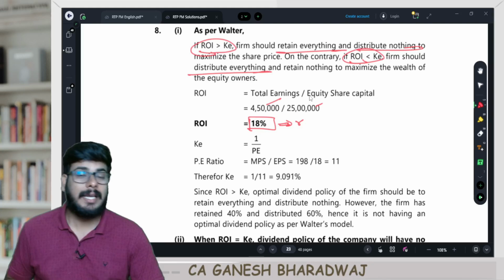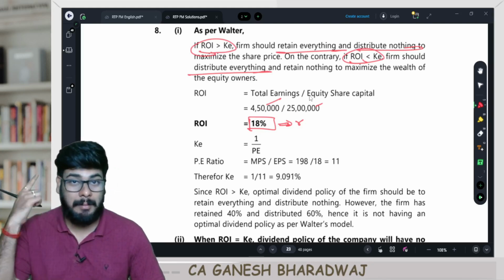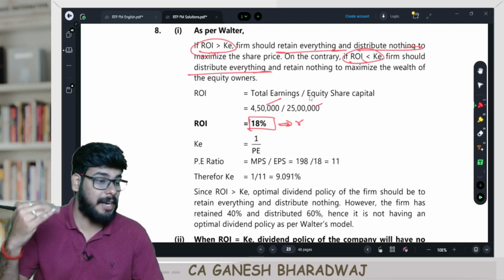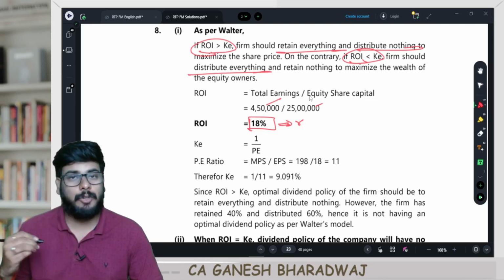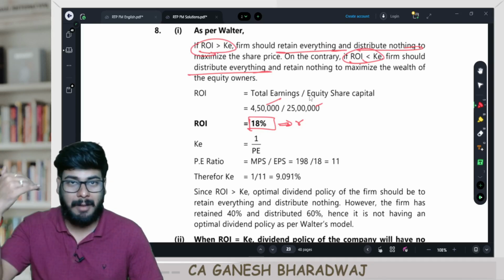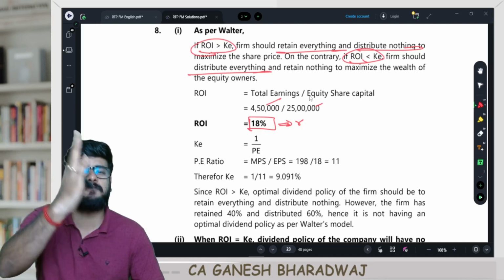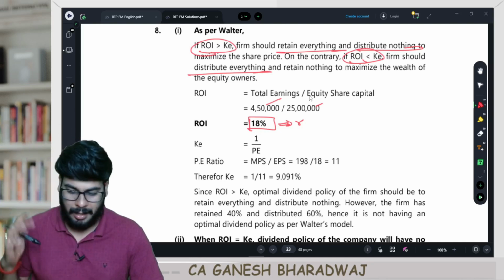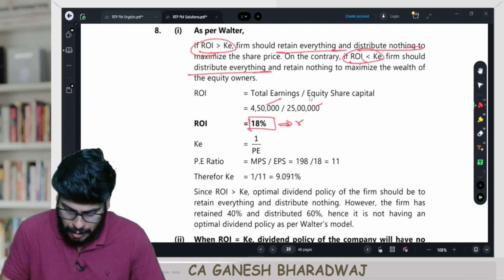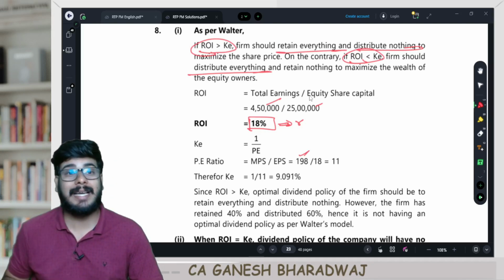Right? Now, can we calculate KE? Remember there's one formula: KE is equal to 1 divided by PE ratio. Right? So, what is the PE ratio? Market price upon earnings, the price earnings ratio, price divided by earnings. Now, how much is the price? That's going to be 198. How much is the EPS per share?